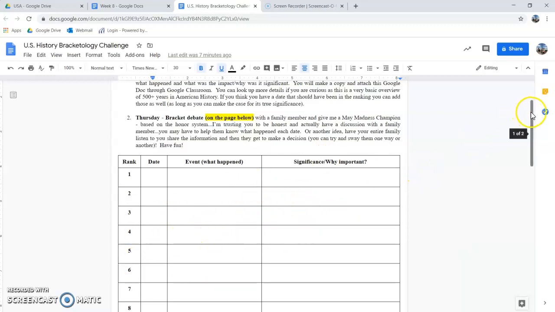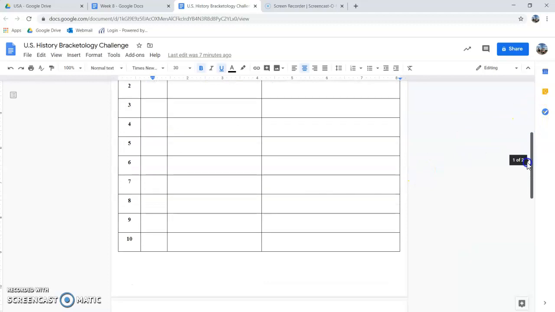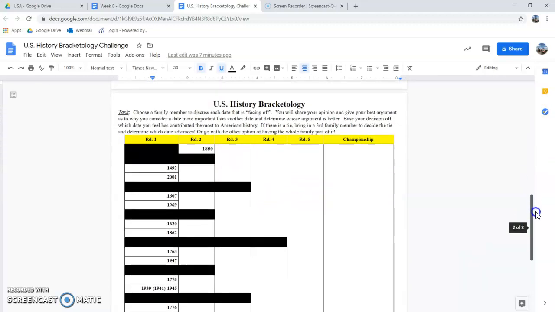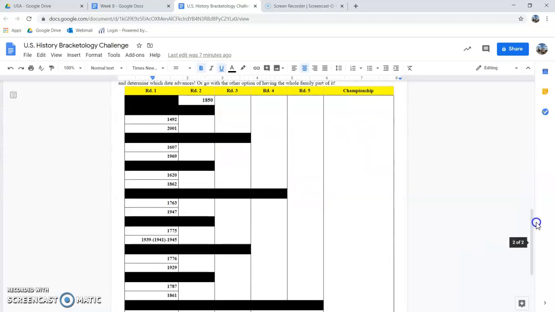Then on Thursday, you're going to go down below, and I have a bracket set up for you, with random dates put in there. So here's your bracket. What you're going to have to do is talk to one of your family members and have them help you go through this. You're going to argue and debate and discuss and try to figure out which date should be advanced and which one ultimately is the most important date in U.S. history. And so you're going to compete.